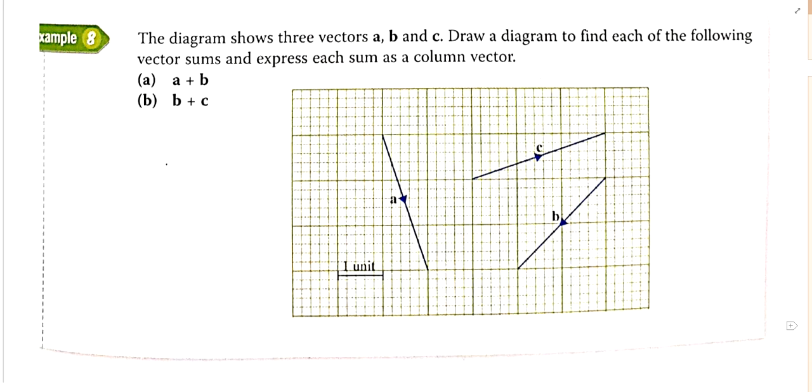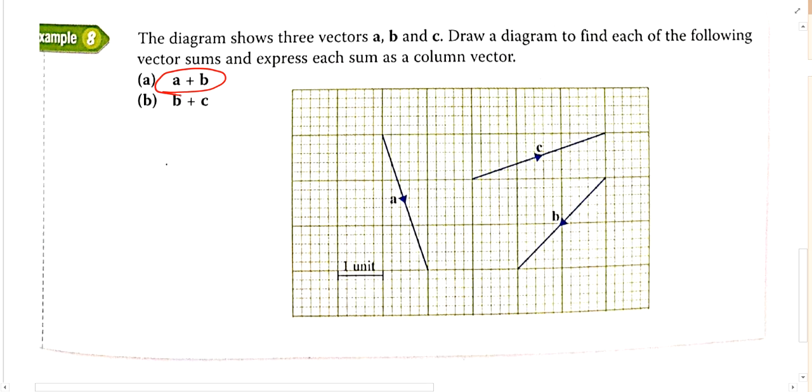So example 8. Now this is where we see how it comes into play. I've got vectors A, B and C. These vectors, they have magnitude, they have direction. You cannot anyhow change them. Okay? Draw a diagram to find each of the following vectors and express it as a column vector.